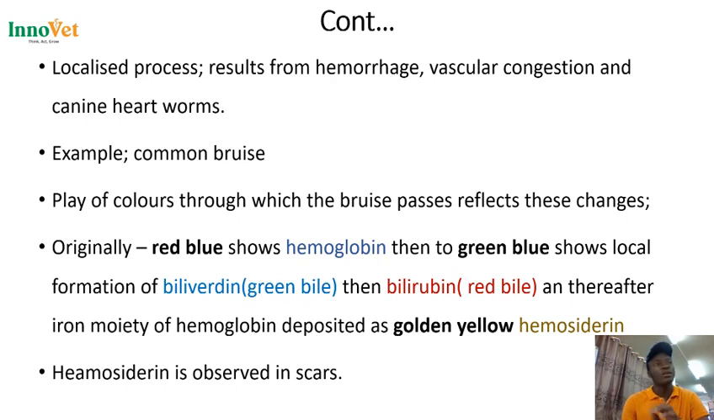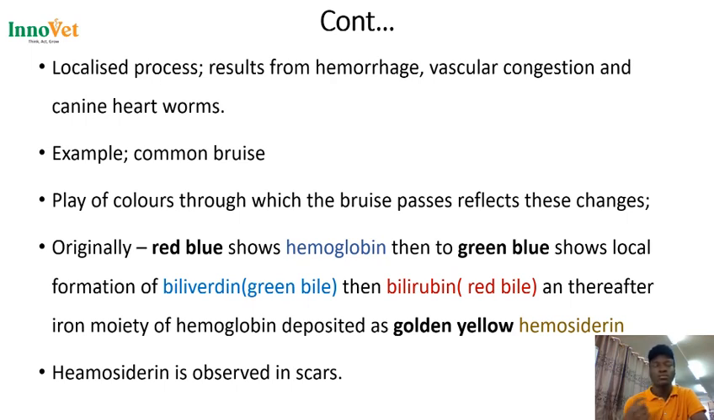A common example that we can usually use is the common bruise. The play of color through which a bruise passes, when you get a bruise on your body, reflects these changes. Originally the bruise is red in color. When you have just got it on your skin, it is red, and that represents hemoglobin.